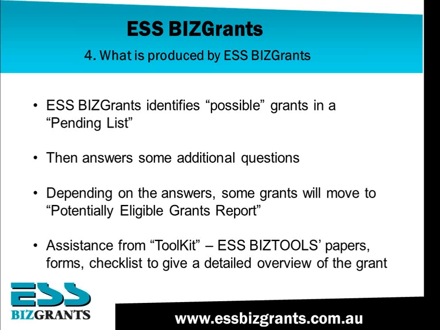At the end of this process, you will be able to produce a report which will have your name on it and the client's name on it. And the report includes a synopsis of each individual grant so that you can have some information to supply a client. We also have a toolkit within the system for every grant so that you can download a paper or some additional information on a particular grant to make that available to your client.